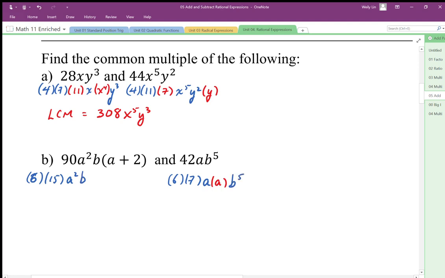b to the 5 here. So I need to make them both b to the 5. So we're missing 4 b's over here. And then the last thing here is I have an a plus 2. So the a plus 2 all together represents one factor. We need an a plus 2 over here to make those equivalent.